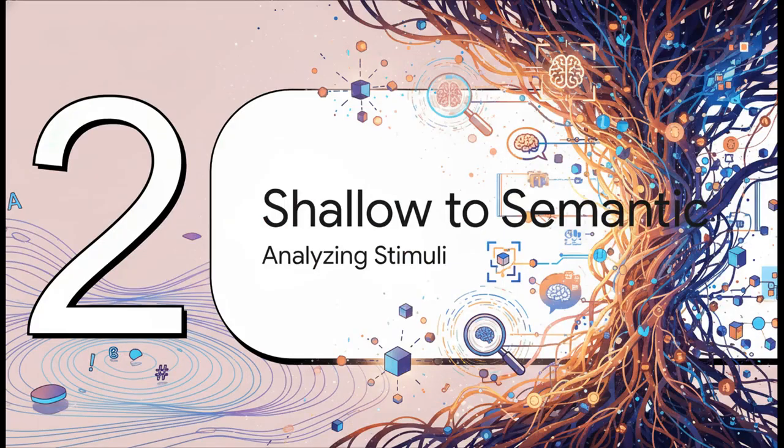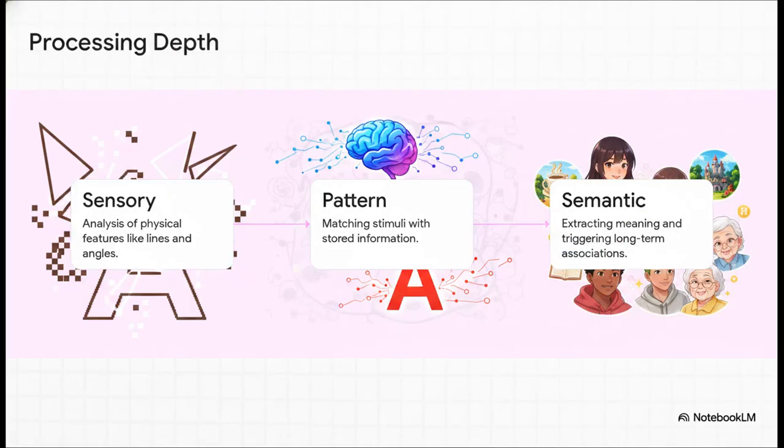Section 2. Depth, shallow to semantic. So let's walk through this flowchart to see how processing depth actually builds. It's kind of like a giant puzzle. Imagine you're just looking at a word. At step 1, the absolute shallowest level, your brain just does a sensory analysis. It's just processing the physical features, literally just lines and angles.